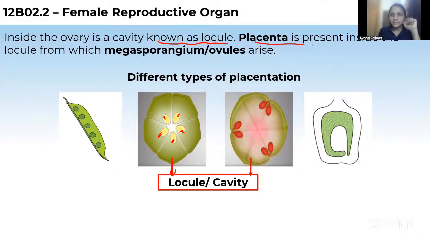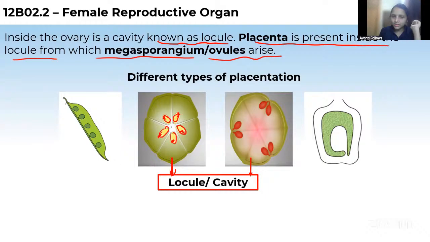Placentation is present inside the locule, from which the megasporangium or the ovule arises. Here you can see in the placentation, the ovule arises. The placentation is nothing but the arrangement of the ovules. Yes or no?